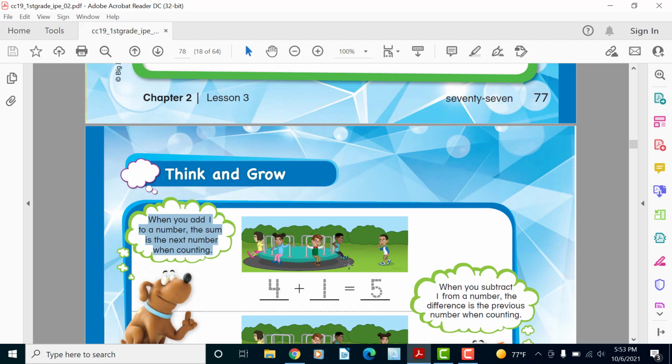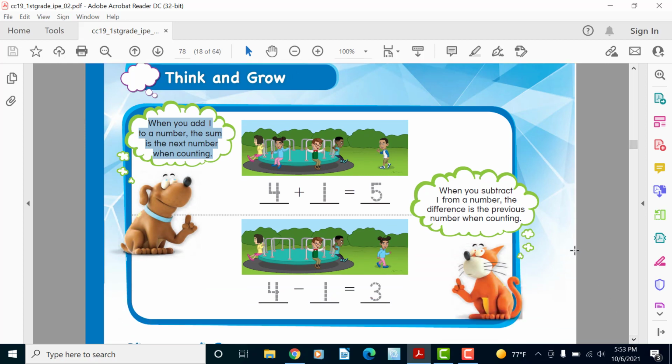When you count 1, 2, 3, 4, the next number is 5. You already knew this kind of thing. It's just a different way to think about it a little bit more. And we'll be using this as a stepping stone to learn something more complicated in a little bit.